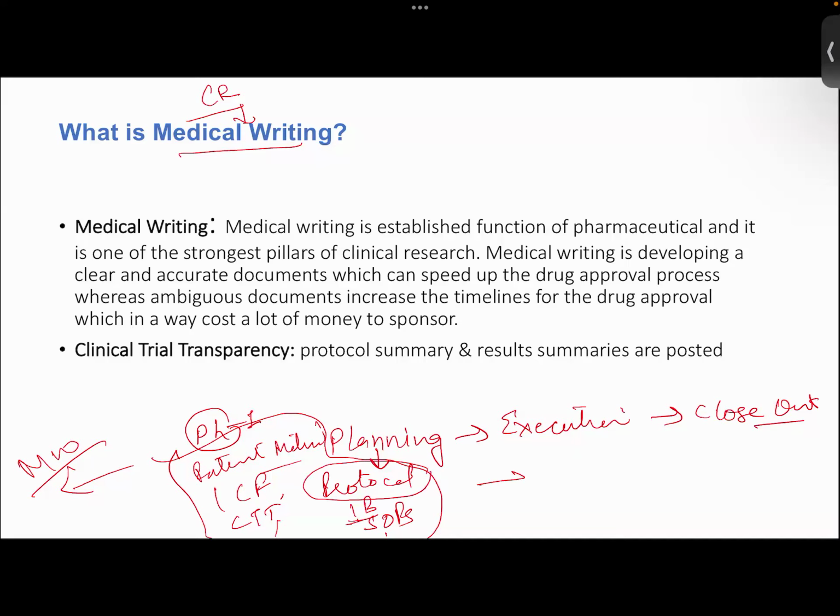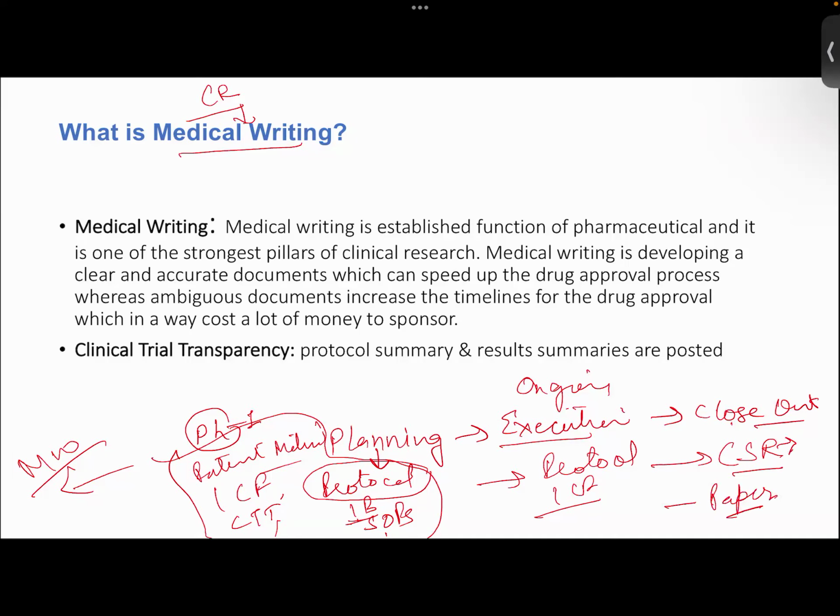Then when your trial is on, execution means the trial is ongoing, there may be revision needed in a protocol. That means there is an amendment. ICF revision is needed. Who will be doing it? Medical writer. Once the study is complete, you have to prepare a report which is known as a CSR, clinical study report. Who will be preparing this? Medical writer. You also have to write a paper, manuscripts. Medical writer will be writing.